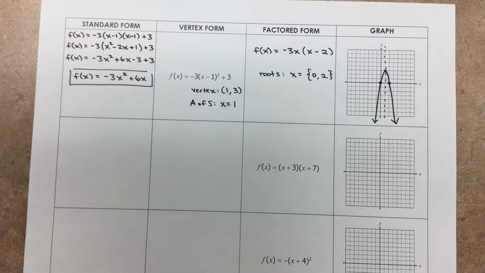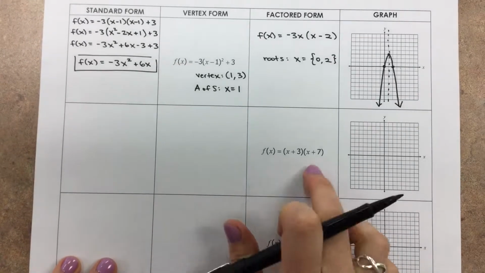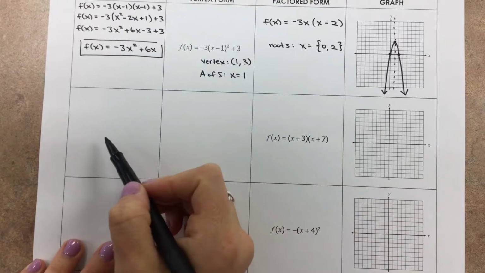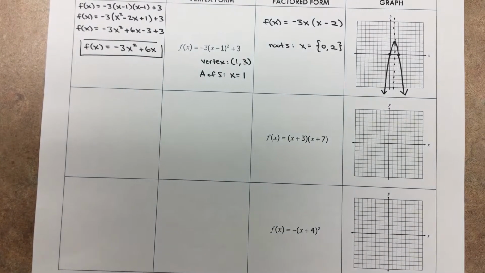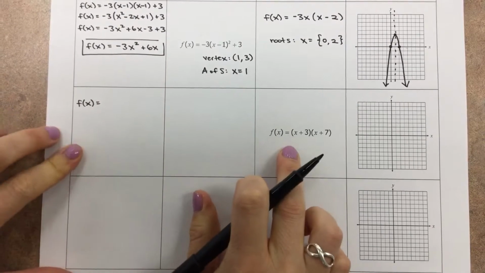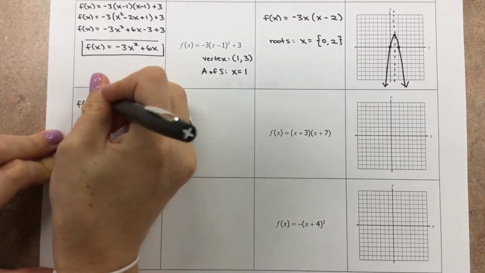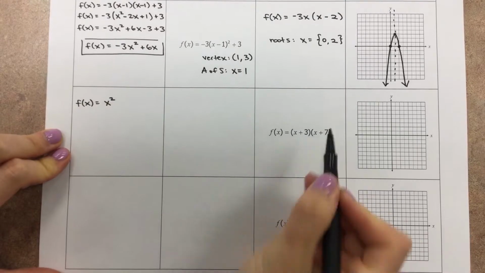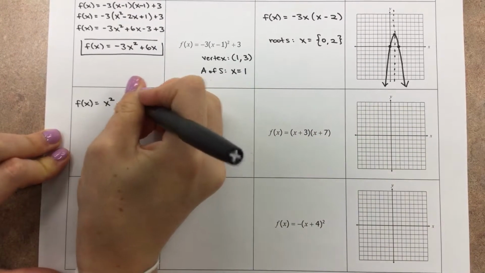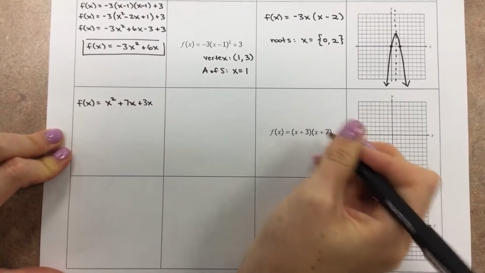All right, we are going to do one more. We're going to do the one right below it where you're given factored form and you have to figure out everything else. So factored form into standard form is pretty straightforward. We're just going to FOIL. So I'm going to FOIL this out. So x times x gives me x squared. Outside, x times 7. Inside, 3 times x. And last, 3 times 7.